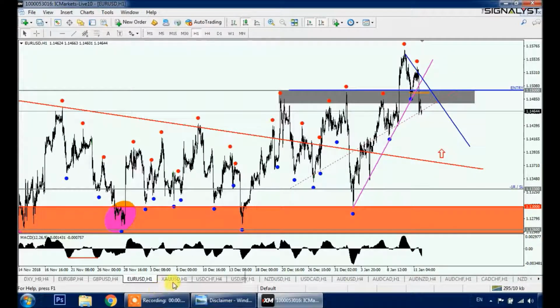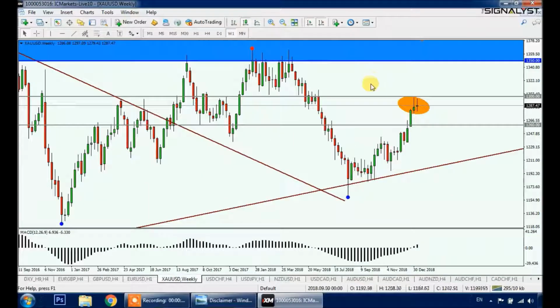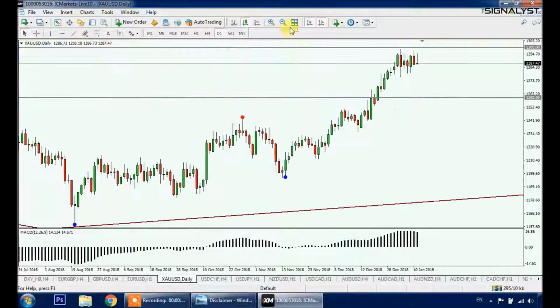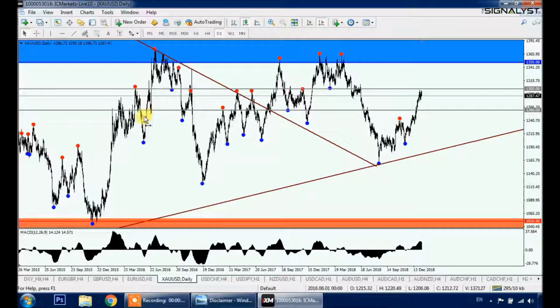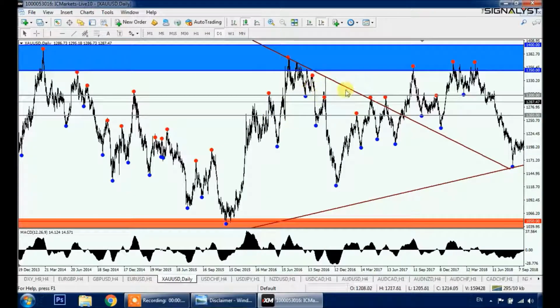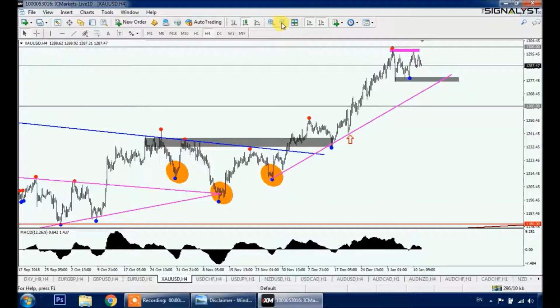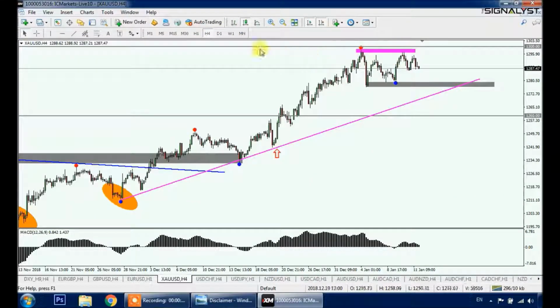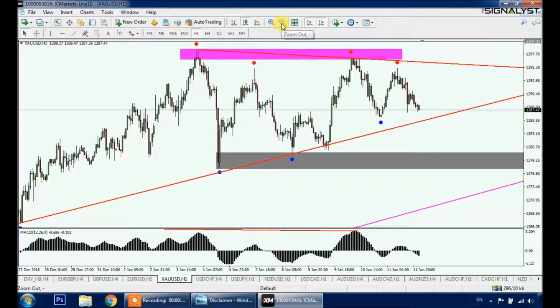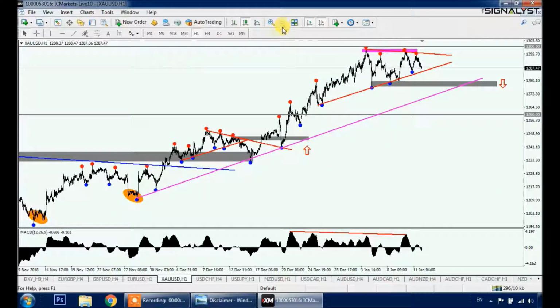Now let's check gold. On weekly we have two rejection candles here, meaning that the bulls are tired and found resistance around this level in gray, which is found objectively on daily time frame. As you can see, 1 2 3 4 5 6 7 8 touches, a very strong one. On H4 time frame, price is forming like a double top, found objectively on H1 time frame. As you can see, we also have a divergence and price is forming like a symmetrical triangle in red.